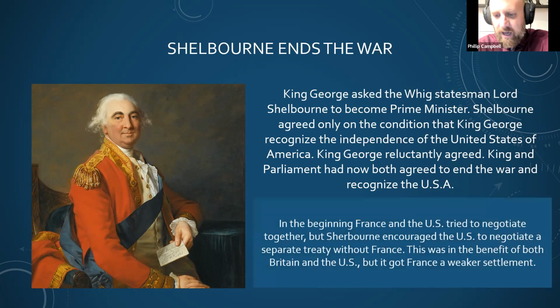Now, in the beginning, France and the United States tried to negotiate together. France and the United States had this agreement where the French said, okay, we're going to negotiate the end of the war together.